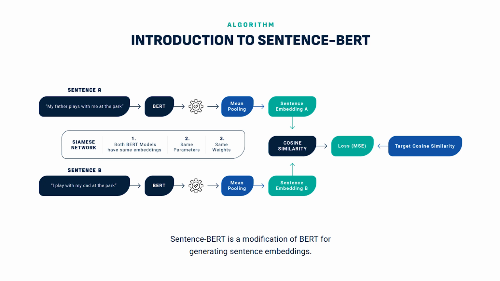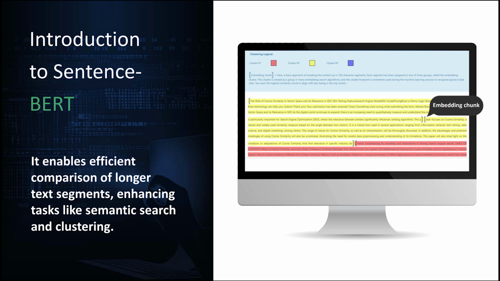Now, let's apply this concept to longer pieces of content. Here, we've broken the page into 700-character segments, known as embedding chunks. Each chunk is assigned to a cluster using the embedding output from Sentence BERT. These clusters help us group semantically similar content across a page or even across different pages on your site. This chunk-level analysis powers everything from AI overviews optimization to internal linking strategy in Market Brew.